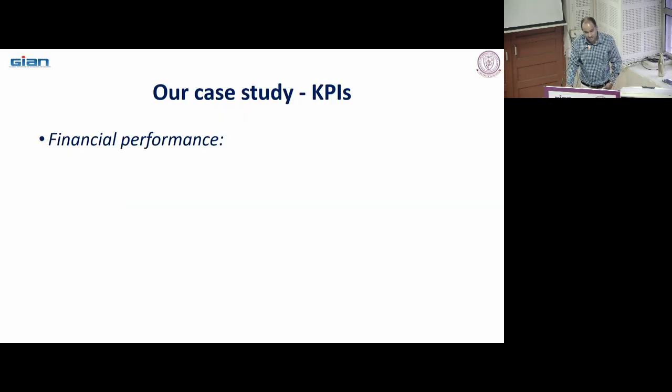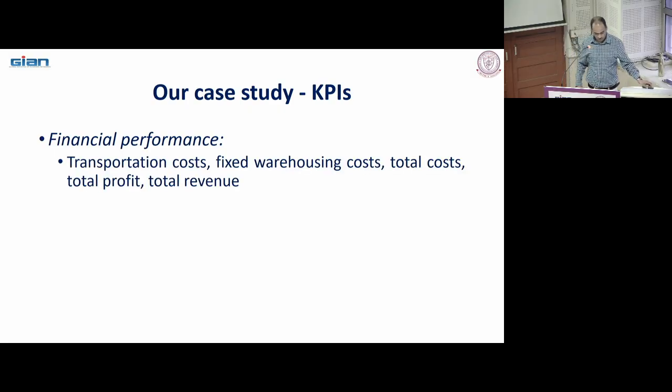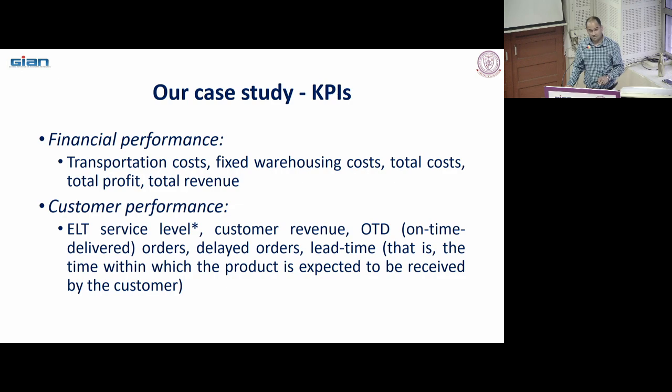In our case study we are going to continue with the financial performance. Basically transportation cost, fixed warehousing cost, total cost, profit and revenue. Customer ELT service level. What is ELT? Expected lead time. Okay, so there are basically two service levels. I will explain it. ELT service level and normal service level. If you want to find out the delayed orders, you can find out the delayed orders, lead time.